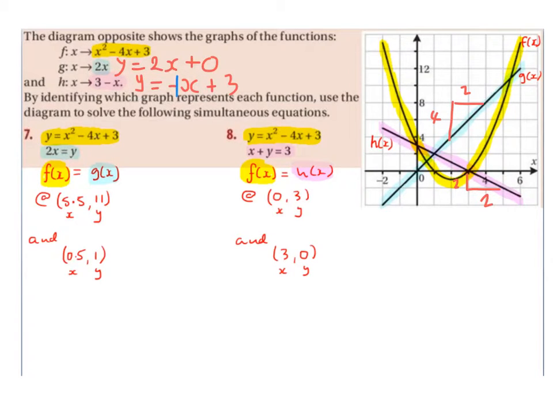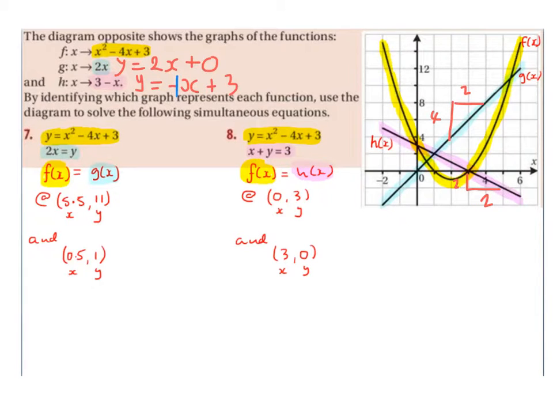And 0 is our y-intercept, so we can see that the blue graph, so our g of x function highlighted in blue, crosses the y-axis at 0. And likewise, we can see that for our pink line, it crosses the y-axis at 3. And here we have a y-intercept of plus 3. So that's a few ways of working it out.